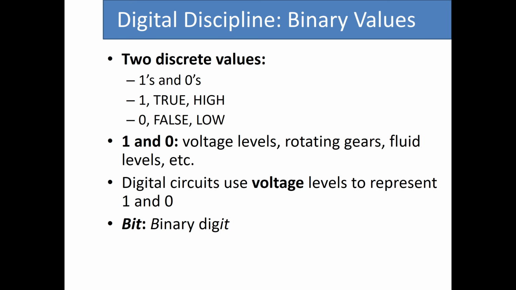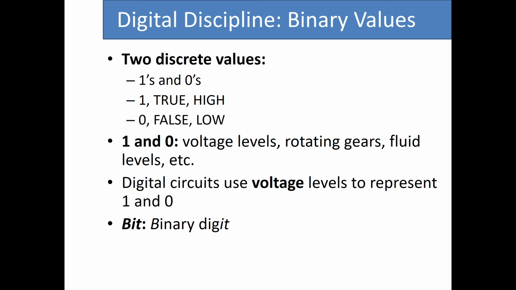As for the digital discipline, what we do is use binary values. So we use two discrete values: we can have either ones or zeros. One is usually considered as true or high value, and 0 is usually considered as false or low value. Ones and zeros are voltage levels in digital computers, but they can also be represented in rotating gears, fluid levels, etc. Digital circuits use voltage levels to represent 1 and 0.